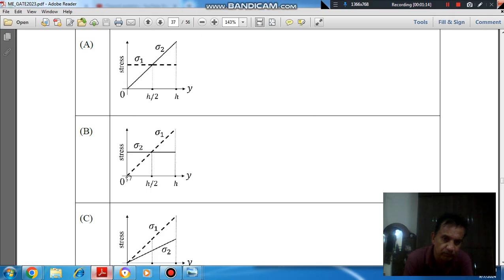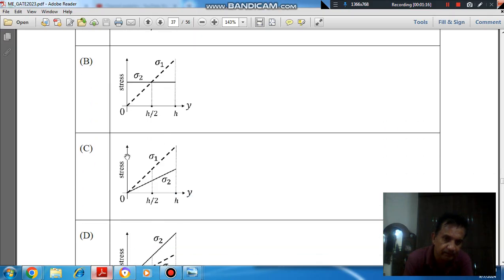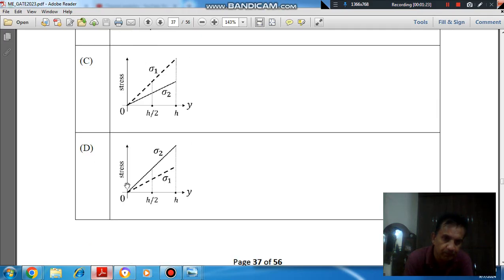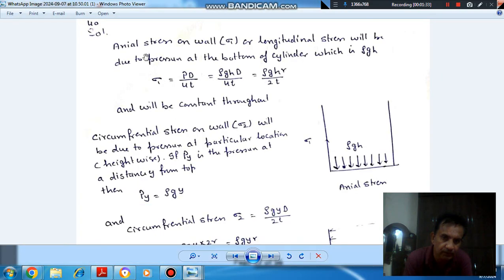Option B, sigma 2 is constant, sigma 1 is linearly increasing. Option C, both are linearly increasing but their slopes are different. Option D, both are linearly increasing but their slopes are different with h. So here first of all consider axial stress.